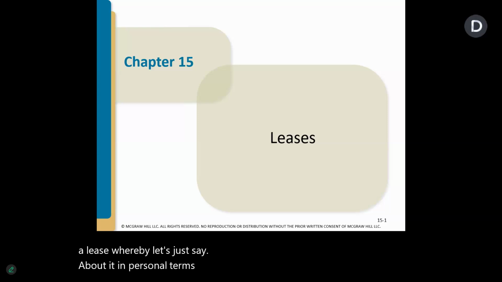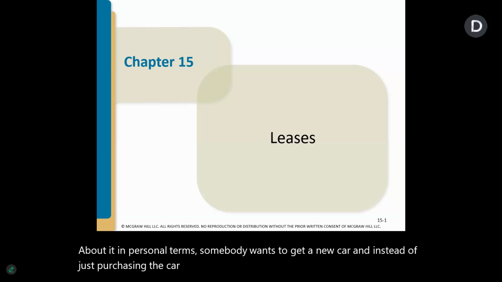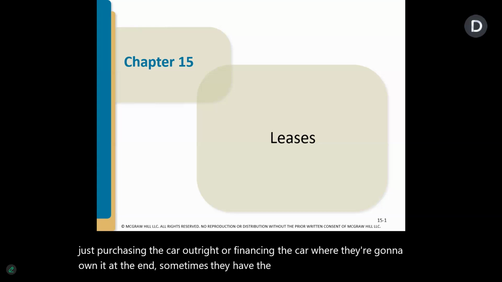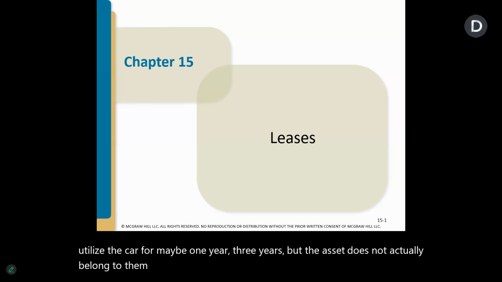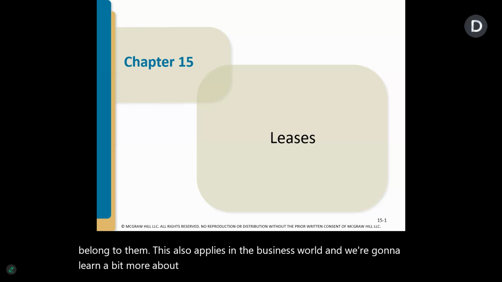Somebody wants to get a new car, and instead of just purchasing the car outright or financing the car where they're going to own it at the end, sometimes they have the option to lease, whereby they'll utilize the car for maybe 1 year, 3 years, but the asset does not actually belong to them. This also applies in the business world, and we're going to learn a bit more about how businesses account for leases.